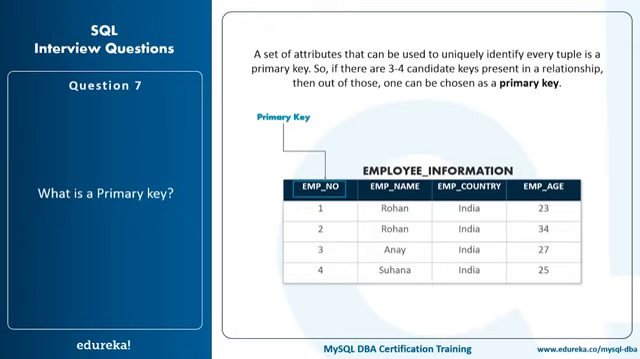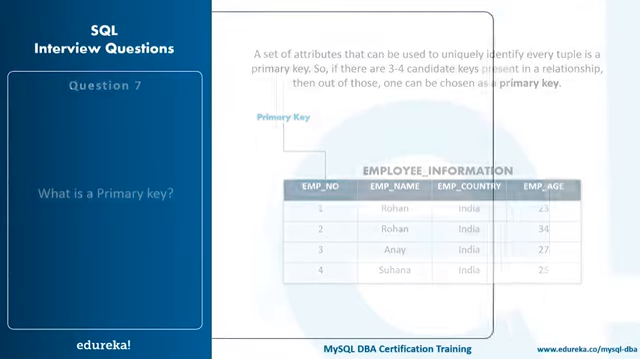Now, as you can see on the screen, we have an employee information table which has columns like employee number, employee name, employee country, and employee age. Now, obviously, you can uniquely identify each and every employee with the employee ID, right? So basically, that will be our primary key. So over here, employee number will be the primary key.